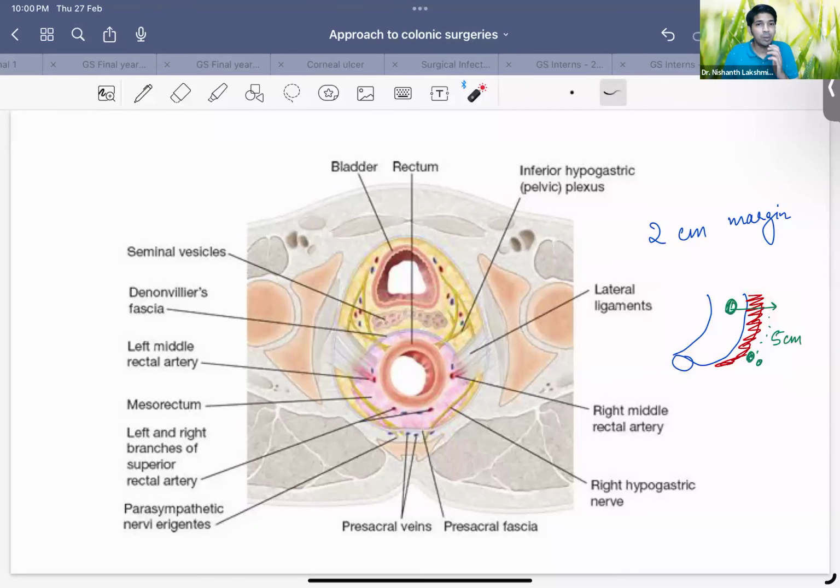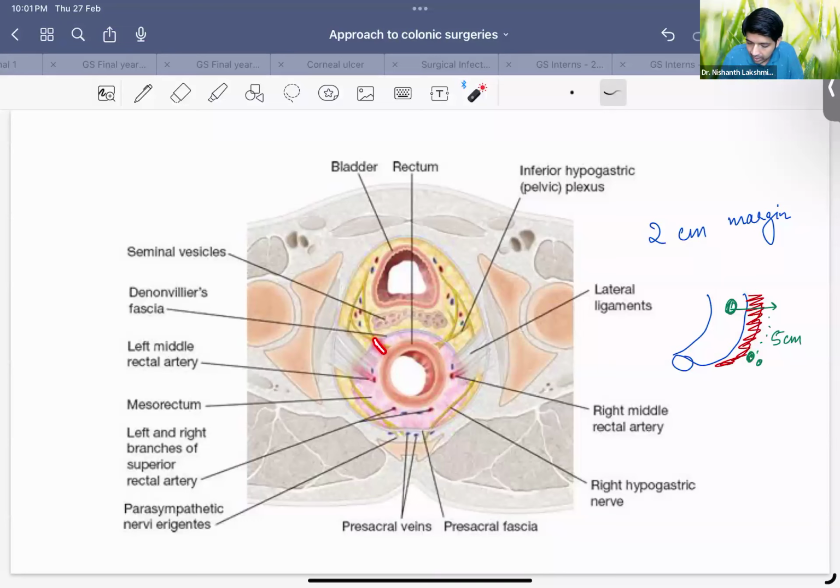Okay. This problem doesn't arise with colon because colon has blood vessels in a big sheet. Okay. The entire mesocolon is spread. Whereas in rectum, it is condensed. So the distant spread in terms of lymph nodes is much farther in rectum as compared to colon. That is why you do a total mesorectal excision.